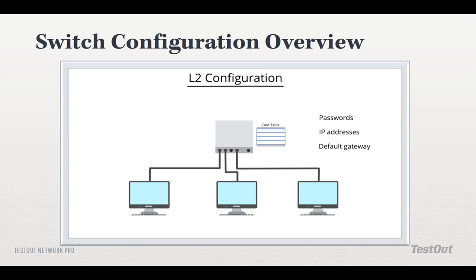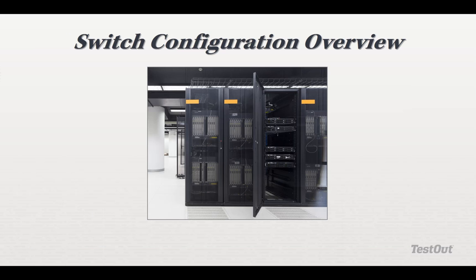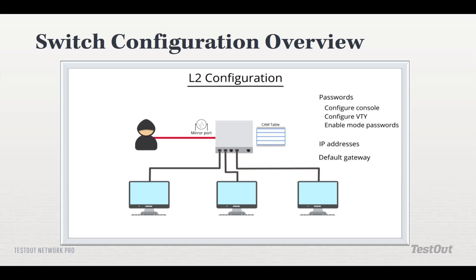And then again, the layer 2 configurations consist of passwords, IP addresses, and the default gateway in there. So now we have the switch port again. We're going to configure the console. Make sure you enable passwords. Passwords really are probably the most important item that you can set in a switch. If you don't set a password, anybody can plug into it directly. There's nothing that you can do about it, and they can delete everything. They can make whatever changes that they want to do.